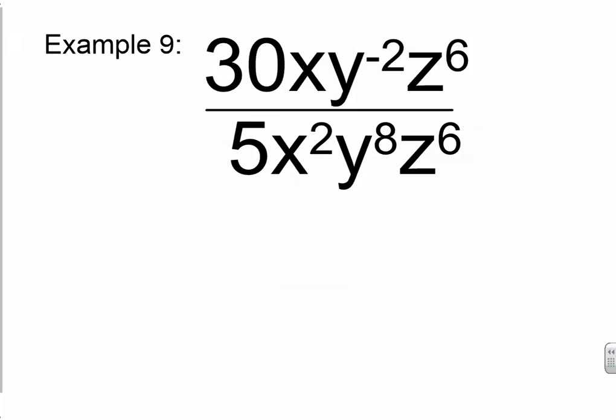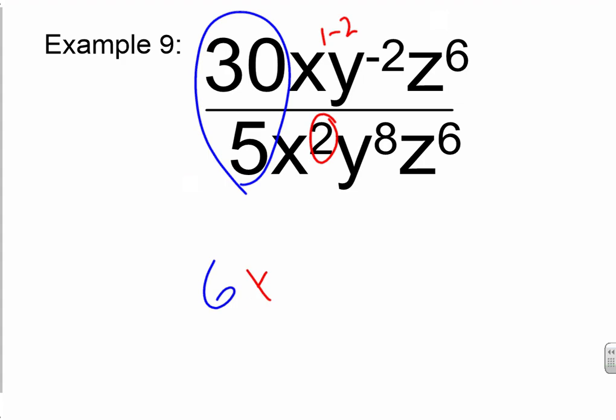We're going to take a look at example 9. Pause the video now if you try it. Press play to go over your answer. 30 divided by 5 is 6. You can put it over 1 if you want. This has a 1 power. 1 minus the 2 on bottom is x to the negative 1.